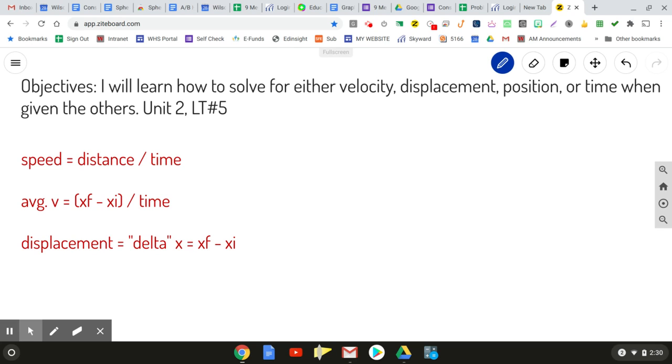In today's lesson, our objective is to be able to algebraically solve for velocity, displacement, position, or time when given the other variables or the other inputs. This is our learning target number 5 within Unit 2.